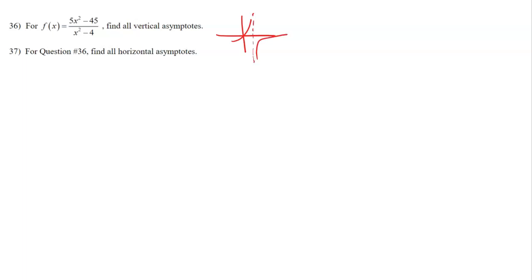At a vertical asymptote, the function would be undefined. And usually the reason it's undefined for a vertical asymptote on a rational function is because the denominator is equal to 0. And so that's what we have to look for: when is that denominator equal to 0?